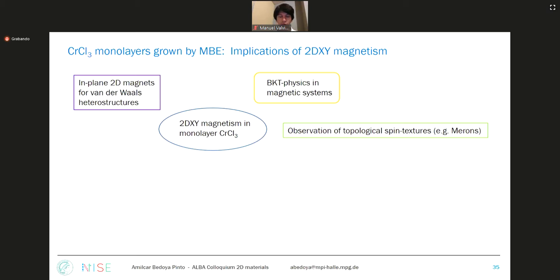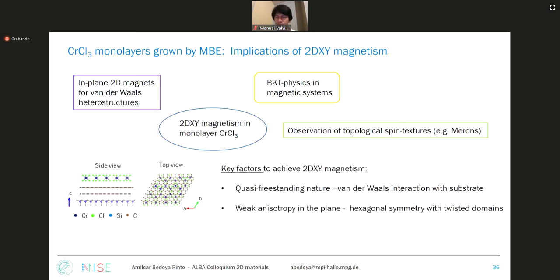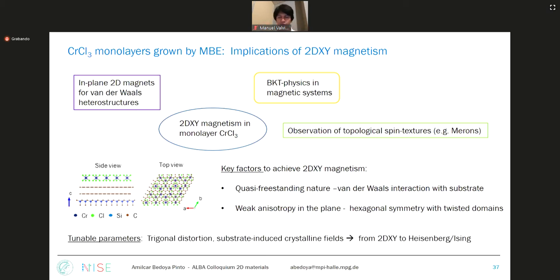So finally, the key factors to achieve this magnetism were the quasi-freestanding nature of the chromium trichloride, which has been grown very carefully on graphene, and the weak anisotropy in the plane, which is given by the hexagonal symmetry. And with this, I thank you for your attention.